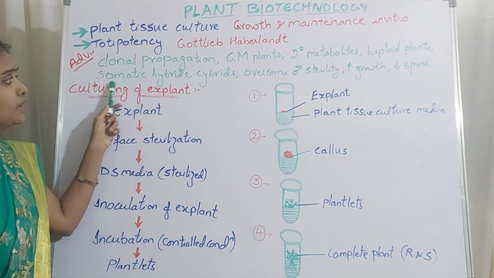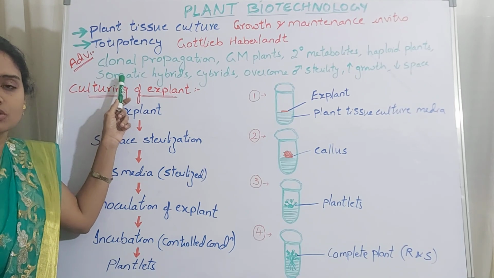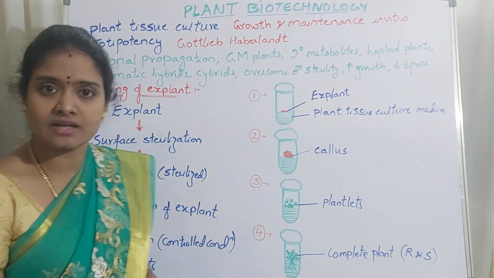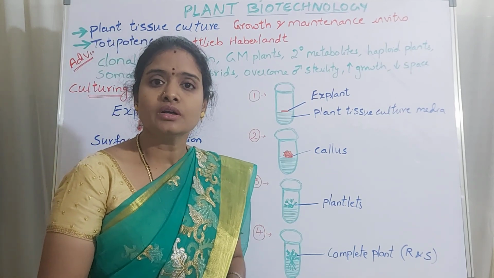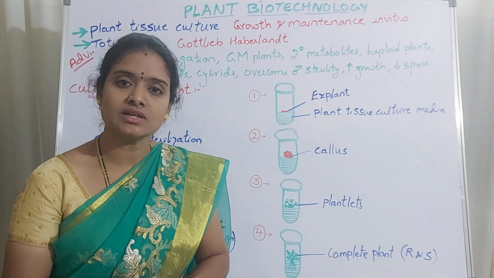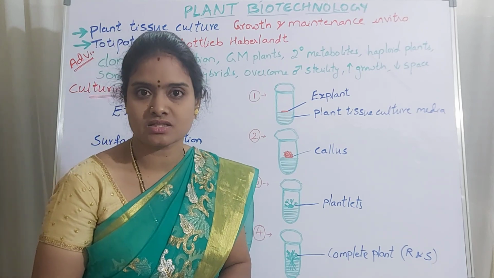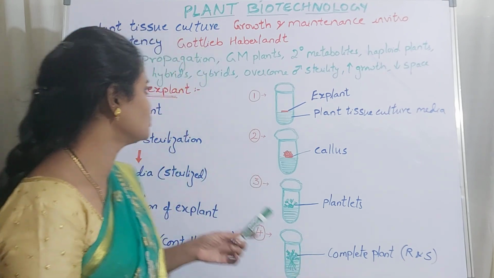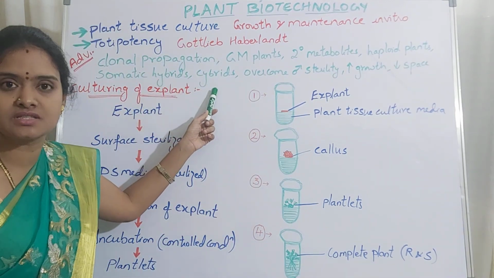Then another advantage is production of somatic hybrids. Again, you are making use of somatic cells. So from a normal leaf, if you take a plant cell, you remove the cell wall. The cell without a cell wall is referred to as a protoplast. So these protoplasts are fused in order to produce hybrids.